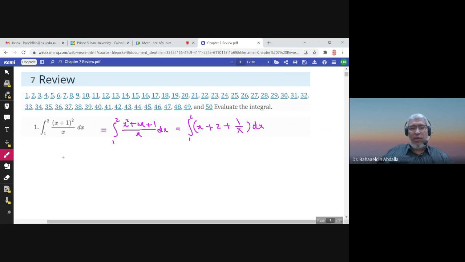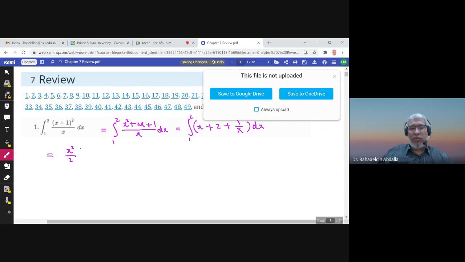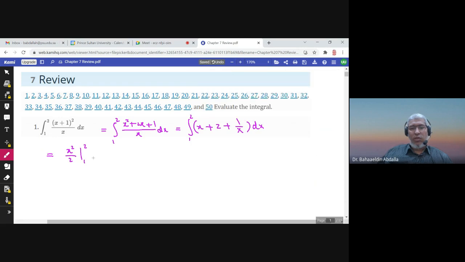and then the integral of x is x squared over 2, plus the integral of 2 is 2x, or just 2 times 2 minus 1, plus the integral of 1 over x is ln x, from 1 to 2.